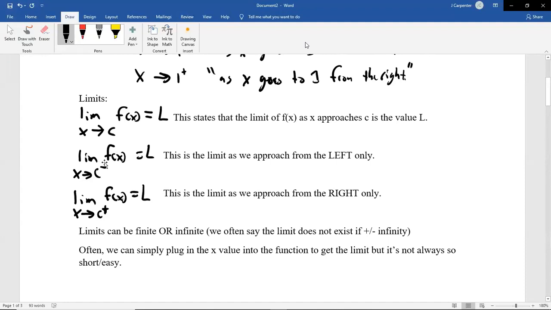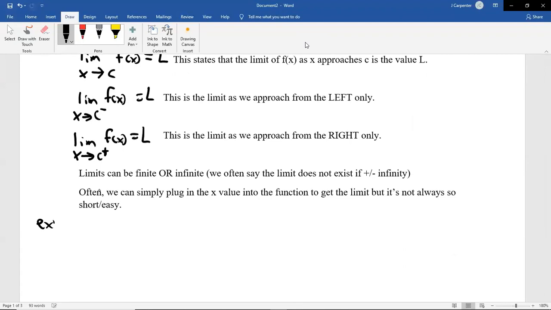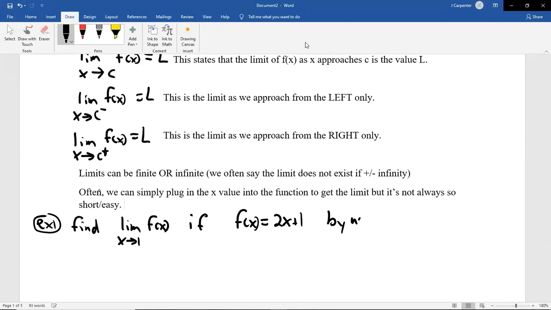But sometimes you only think about the left or the right side. So if you're approaching from the left, you put a little minus as an exponent or a plus as an exponent from the right. And let's actually get into trying to use this. So for example one, let's find the limit as x approaches 1 of f of x, if f of x is equal to 2x plus 1, and we're going to do this by using tables, table of values. So our function is 2x plus 1, and we want to find out the limit as x approaches 1.